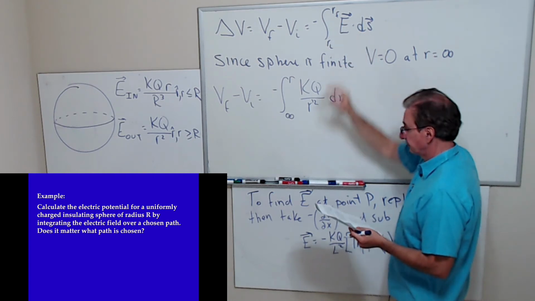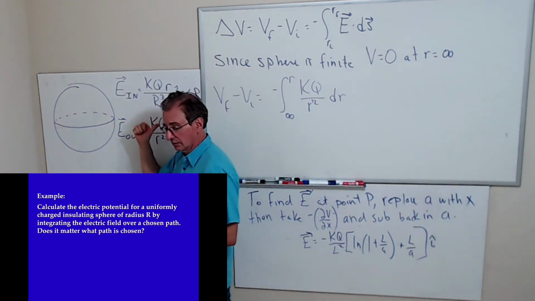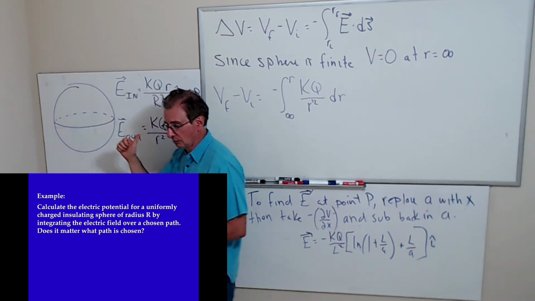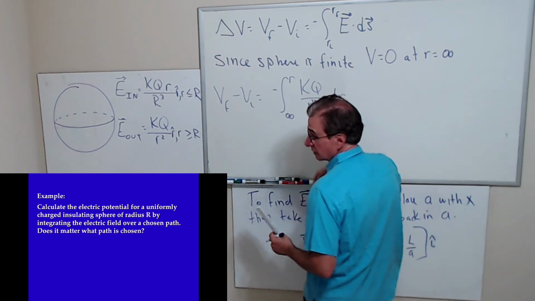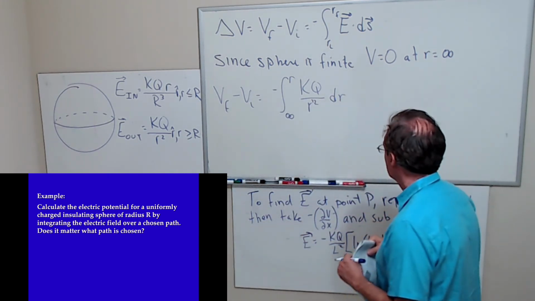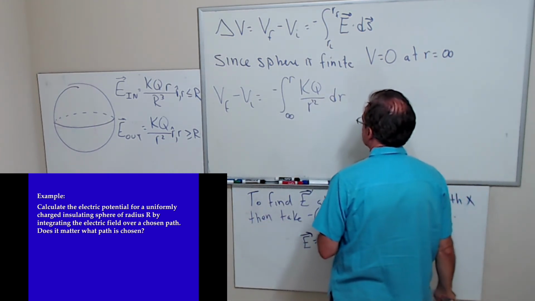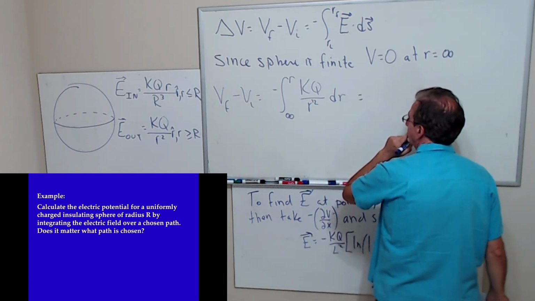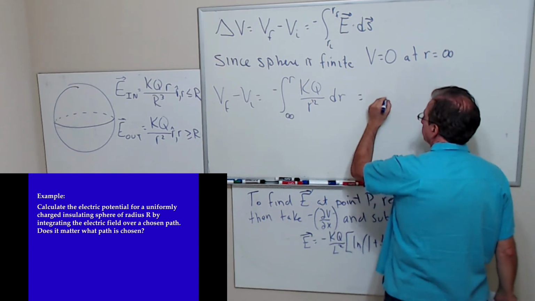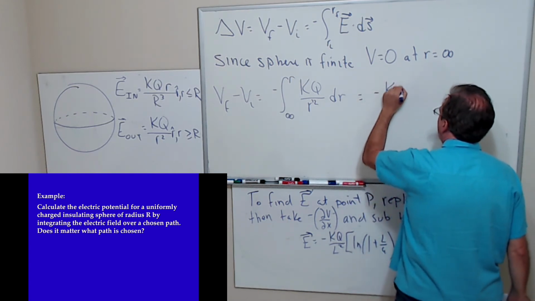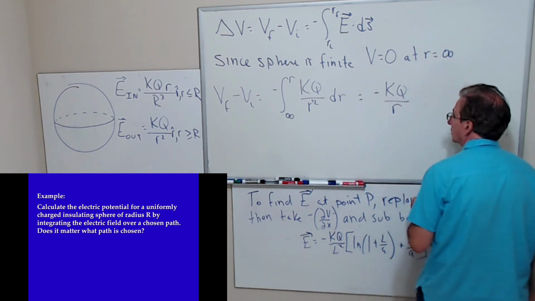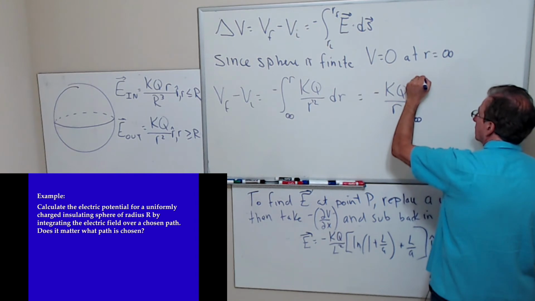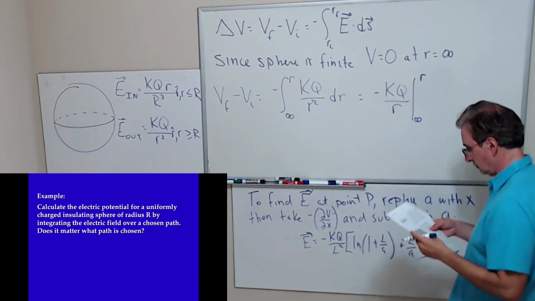Okay. r hat points outward, and I'm going to integrate outward. I'm going to make my path this way, even though my limits are going to be backwards. It works. So what does this give me when I integrate this? It's going to give me minus kQ over r from infinity to r.